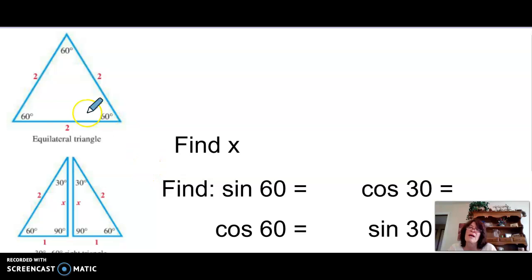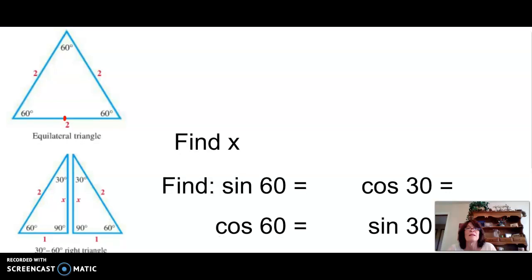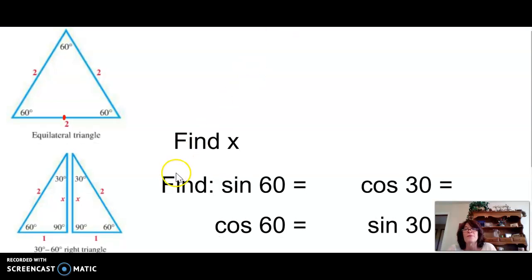Let's take an equilateral triangle. Let's just say the sides are 2, 2, and 2. All the angles are 60, obviously. If we cut that in half, if we drop a 90-degree angle, we drop a perpendicular down here, we're going to have a 90, 30, 60 triangle. This side will be half as much. It'll be 1. And the hypotenuse will stay the same as 2. So from there, we can find the sine and the cosine of these angles.